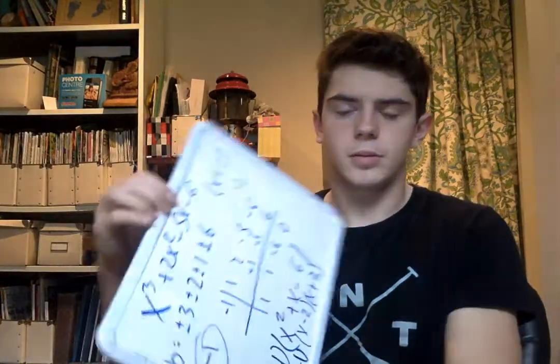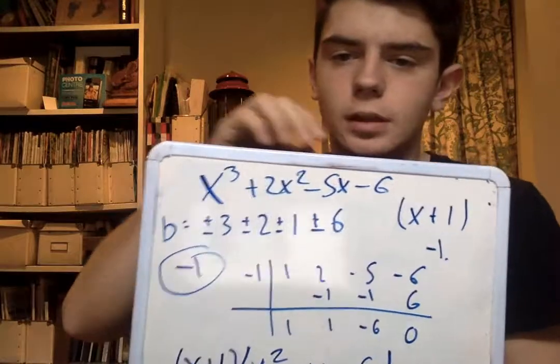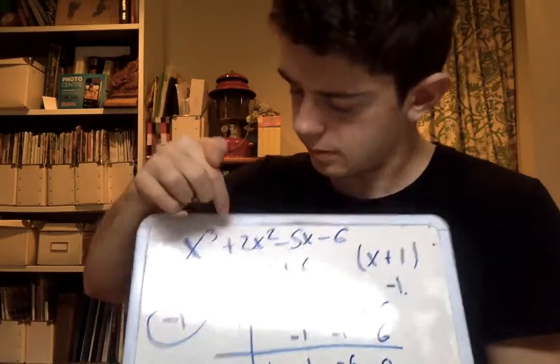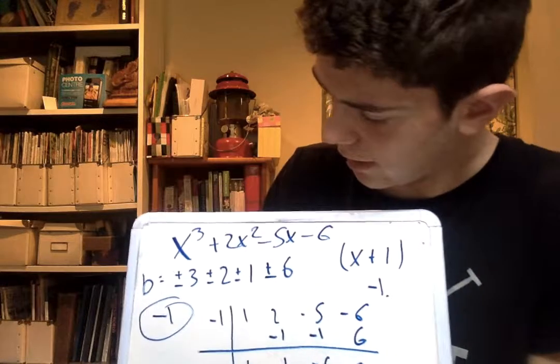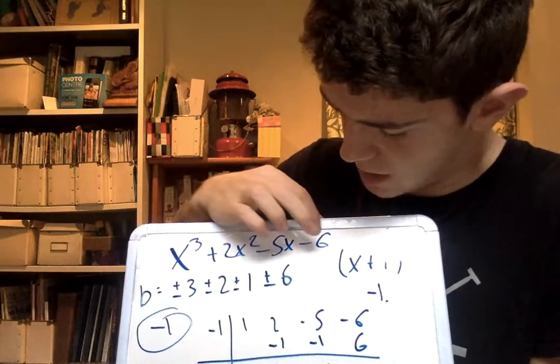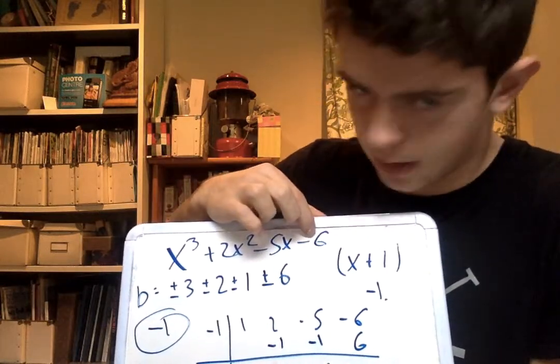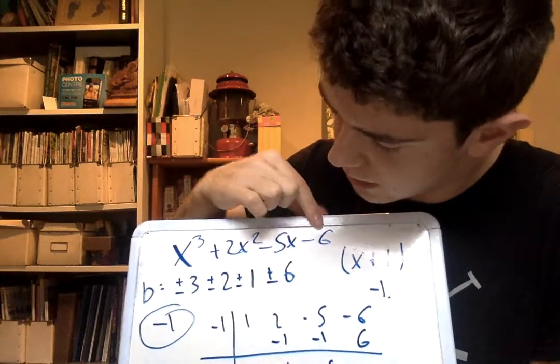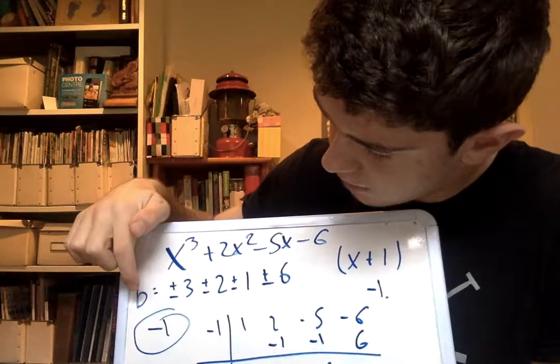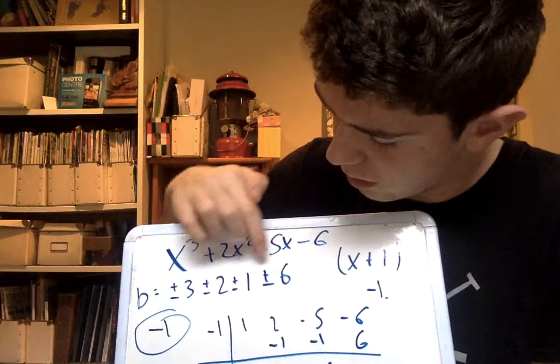Okay, so to find the factors of a polynomial, here I have an equation I wrote out. To be able to find a factor that works with this, you have to find factors of the number that doesn't have a variable with it, so the b value. In this case, it's 6. So the factors of 6 are 3, 2, 1, and 6.